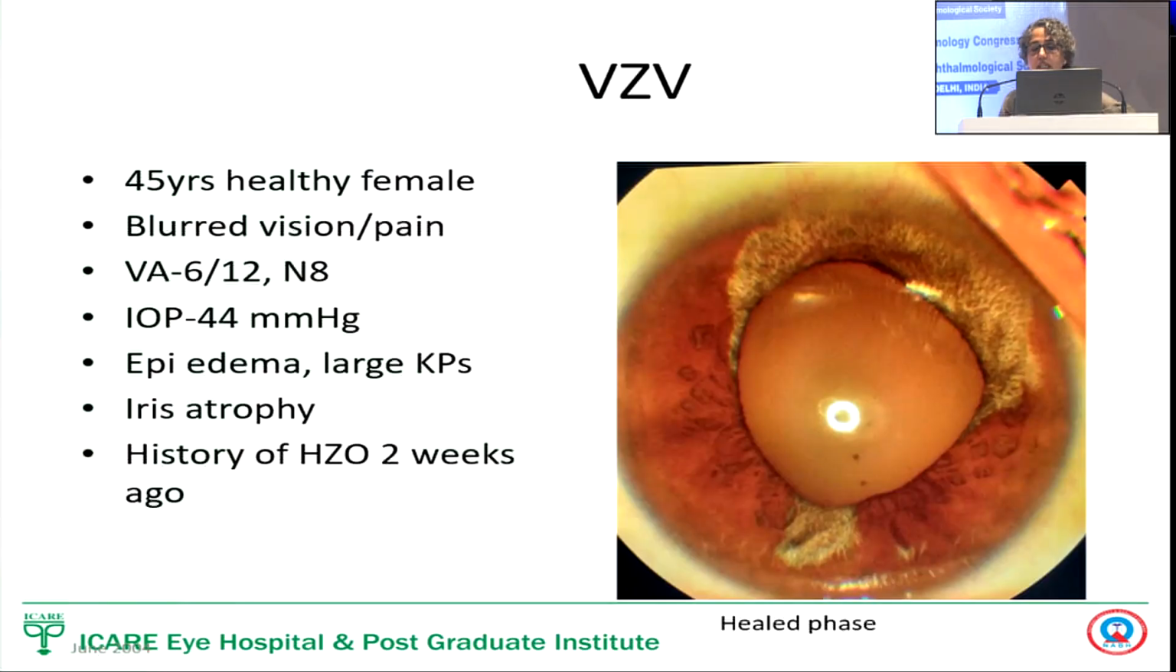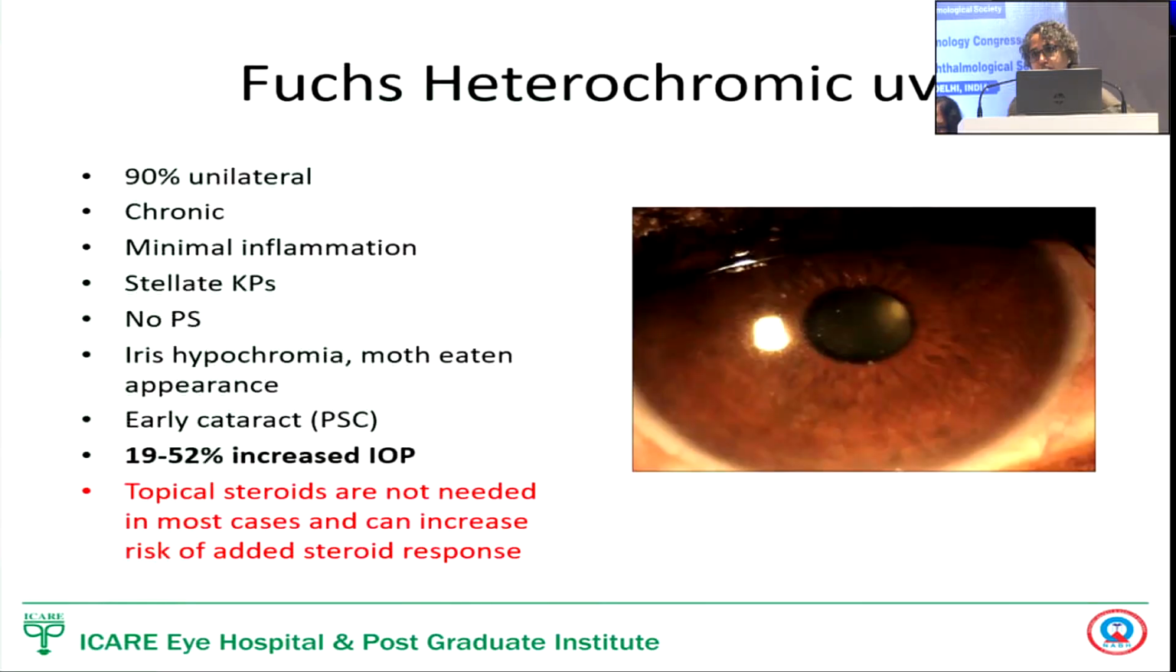Herpes zoster, again, very typical picture where you will have iris atrophy, sectoral or large, and these patients can again respond well with anti-glaucoma, but they might even require a surgical intervention if they're not responding.